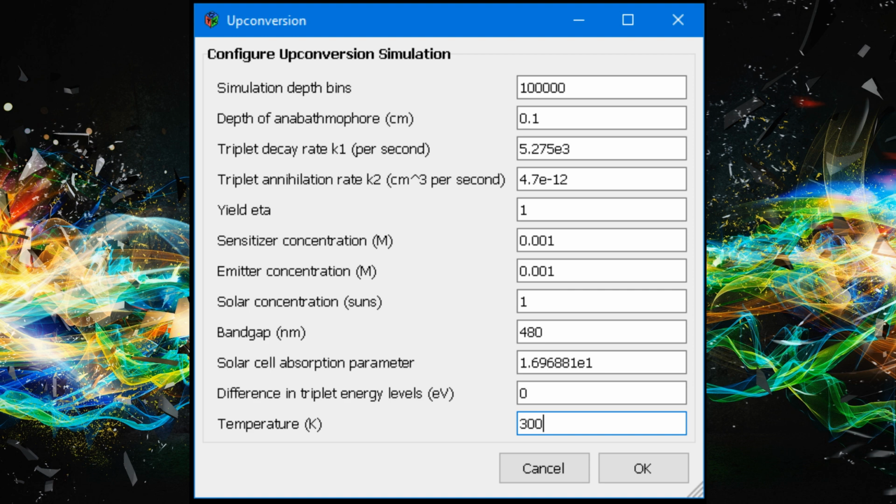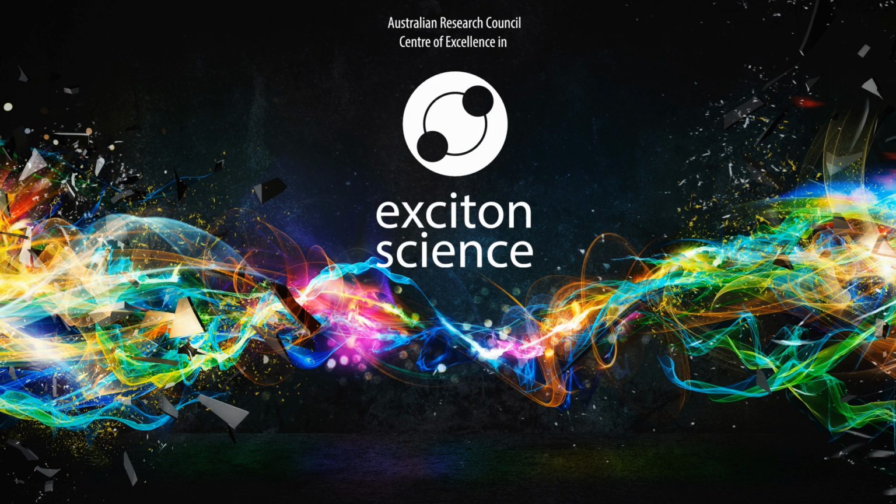After you have clicked OK to submit your upconversion simulation configuration values, you will now need to select 4 different files. You'll be prompted to pick each file, and the software will automatically copy that file into the directory where your program is located. So that will overwrite files that are already there. The 4 files that you will need to copy are the sensitizer absorption spectrum, the emitter absorption spectrum, the emitter emission spectrum, and the illumination spectrum.